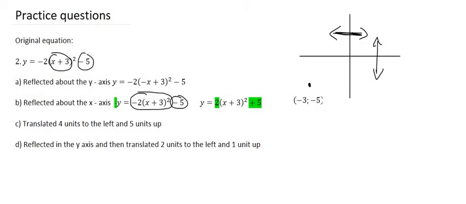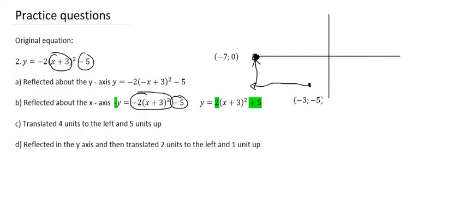Now, that point is going to be modified. So they tell us it's going to be modified 4 units to the left. And so that means the x value is going to go to minus 7. And then 5 units up. It's going to go 4 units to the left. And then it'll go 5 units up. And so the new turning point would be at minus 7 and 0. And so that will modify your formula slightly.